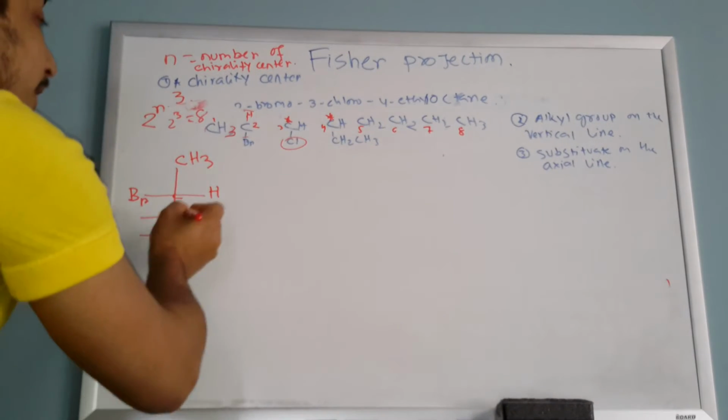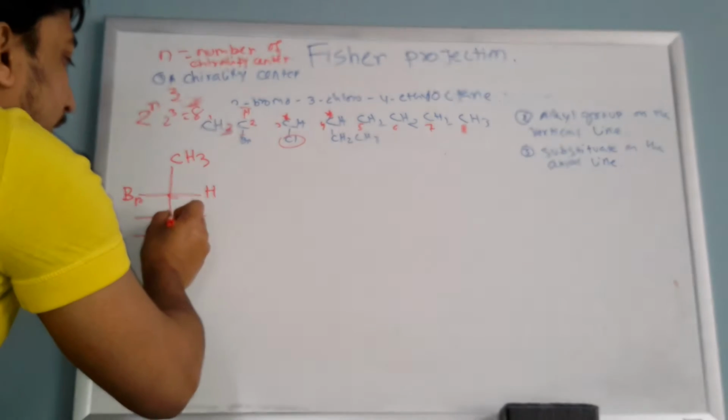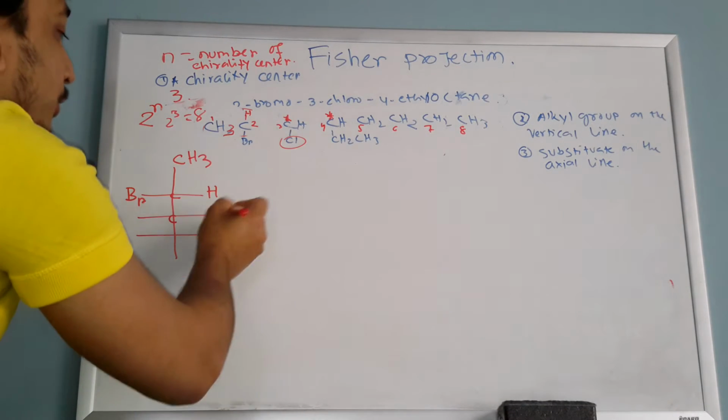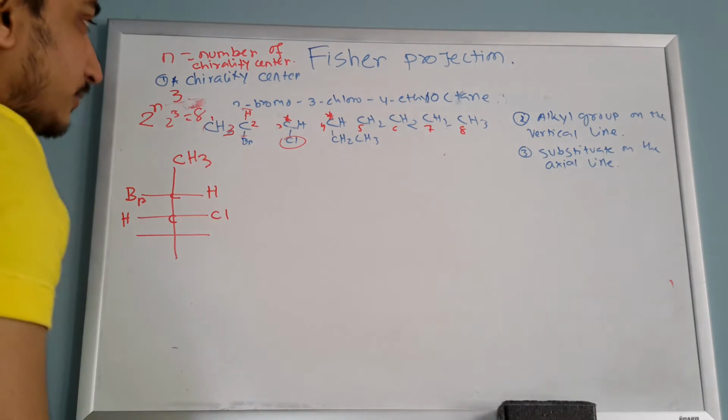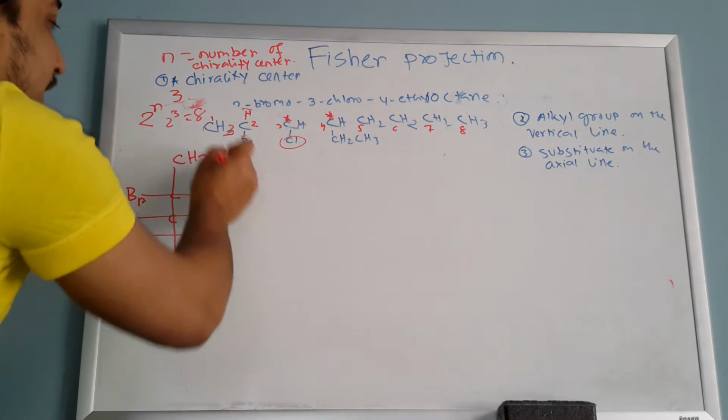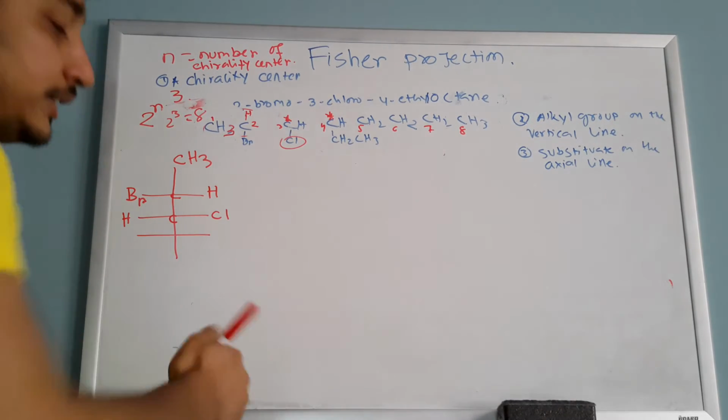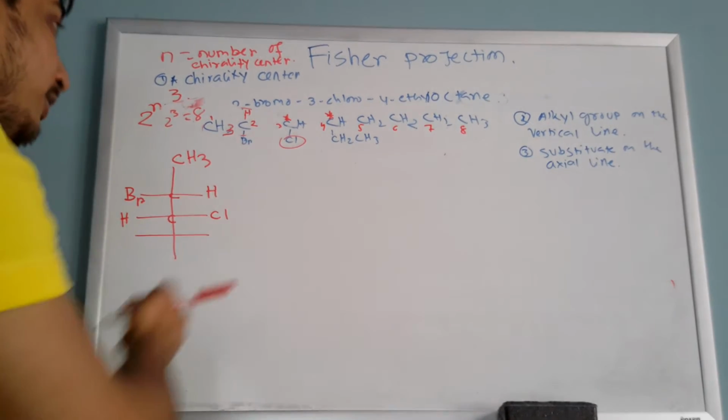Let's talk about carbon number 3. Carbon number 3, what happened? This carbon is filled up with 1 hydrogen and 1 chlorine, right? And the other two are on the vertical line, one in the top and one in the bottom position. So this 4 bonds is filled up.